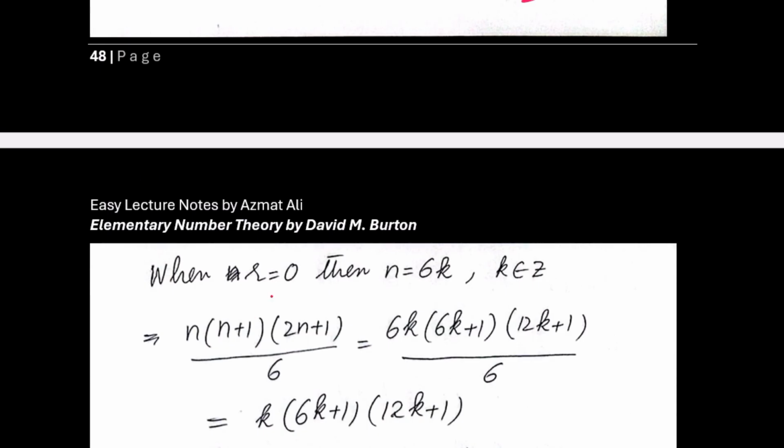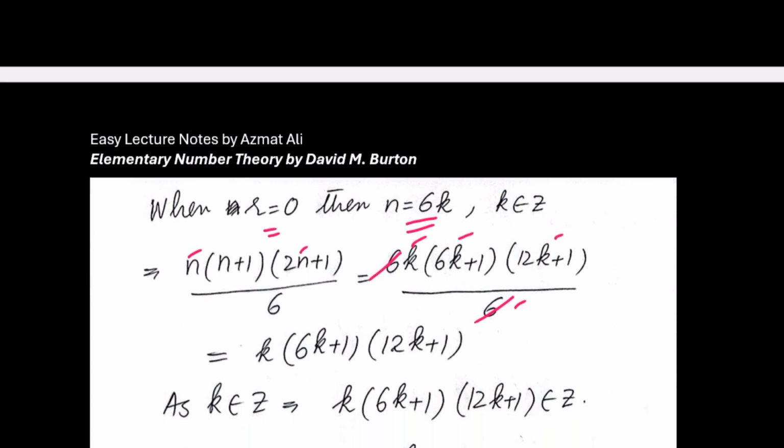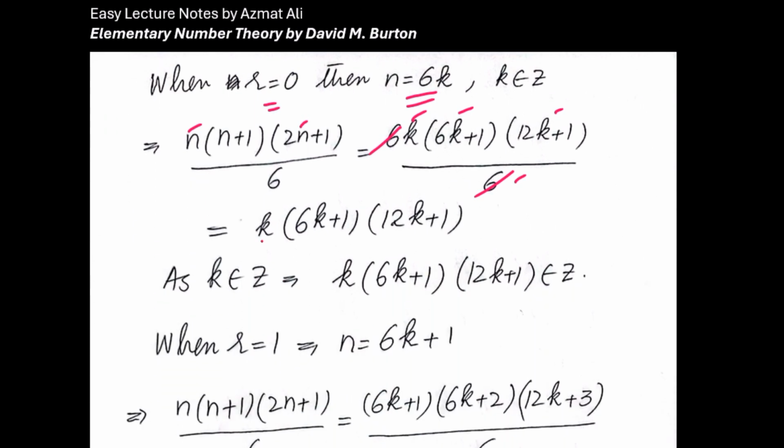When your r is 0, then your n is equal to 6k. So put n is equal to 6k here. This becomes 6k plus 1. When you put 6k here, this becomes 12k plus 1 over 6. By cancelling out 6 in the numerator and in the denominator, this gives k into 6k plus 1 into 12k plus 1. As k is an integer, this number is also an integer. Hence, for r is equal to 0, this number is an integer.